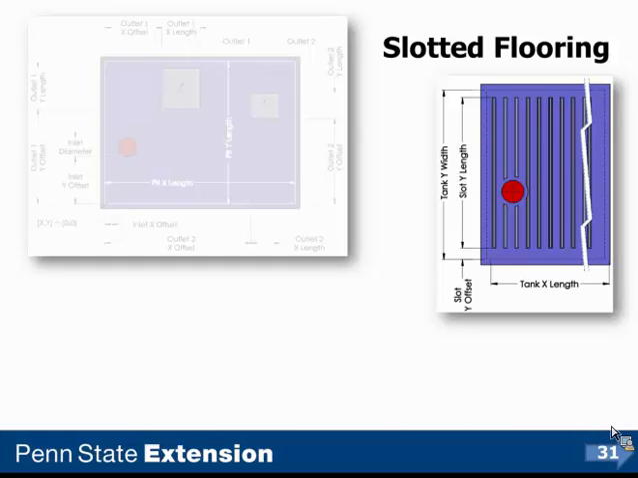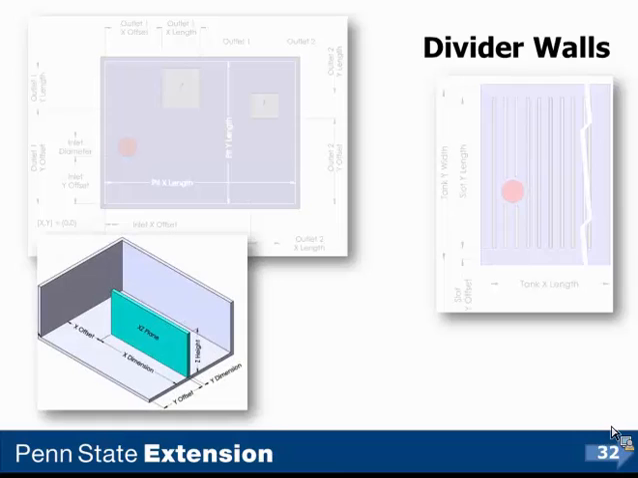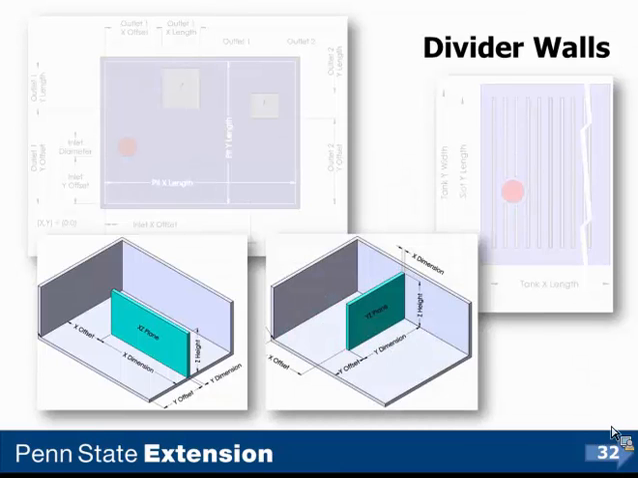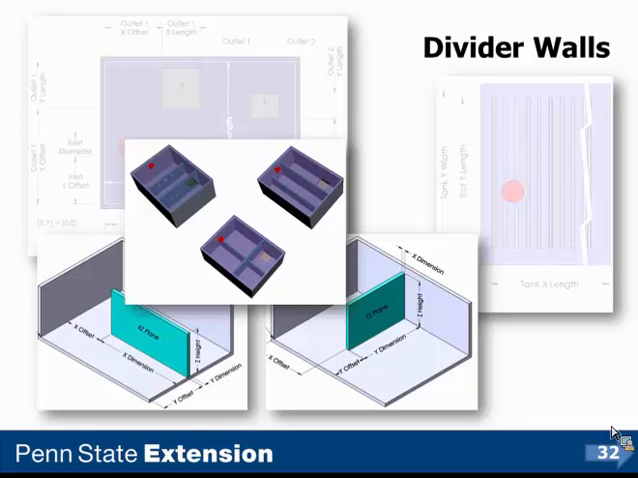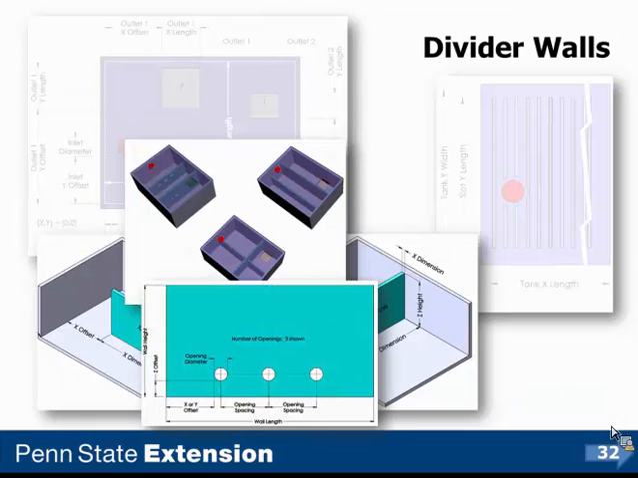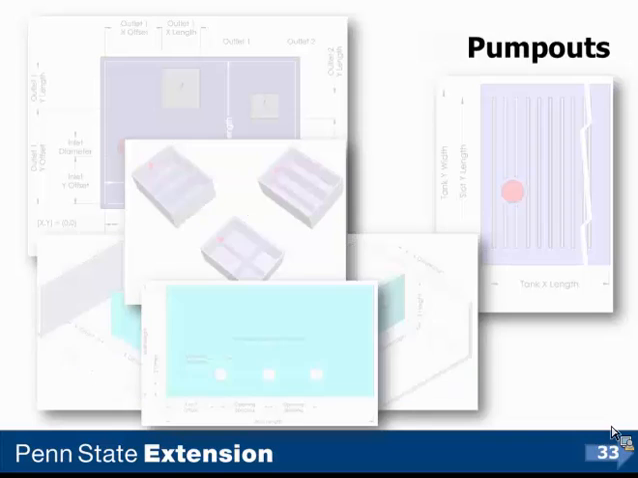You can include slotted flooring. You can incorporate divider walls into the manure pit in either the longitudinal or in the transverse direction. You can actually include more than one divider if you have such in your actual situation. In those divider walls, you can input up to 3 perforations, and those can either be circular or they can be rectangular, or you don't have to put any in at all for that matter.